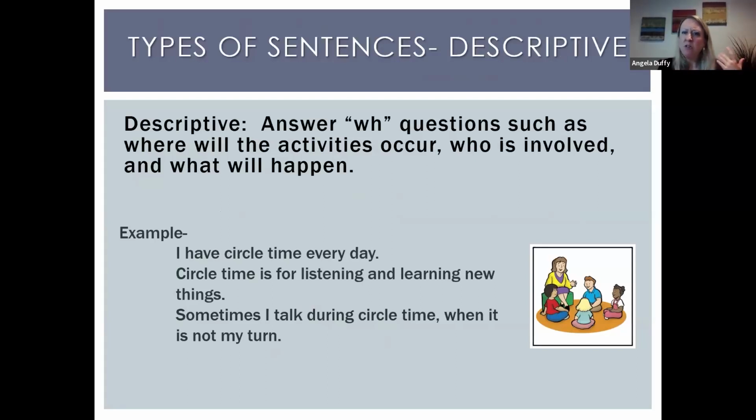All right, so you see I'm using I, that first person point of view, and we're just giving the child the information. Like, this is what's going on. You're talking when you're not supposed to. So, what can you do?